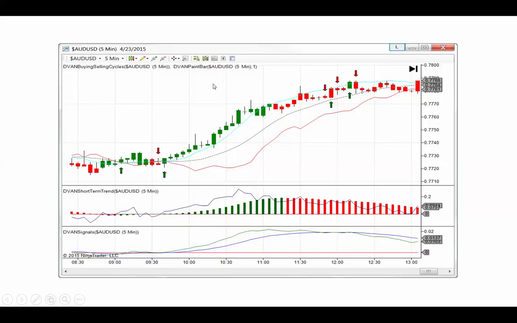Now we're in the Aussie dollar, and I just wanted to show a few more examples of the same thing. At 9 a.m. Eastern time, you get a confirmation of a long trade. The short-term trend has just turned green. The leading line is up. You see a confluence of the buying cycle with the smart lines converging here, green price bars, and you get a green arrow.